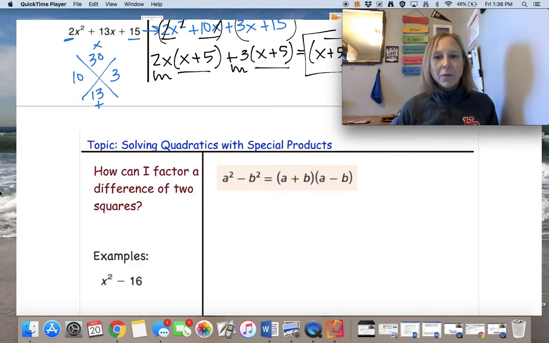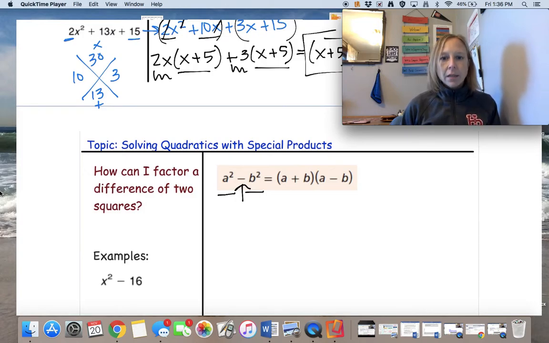The last thing we want to review when we're factoring quadratic expressions are two special cases. The first is a difference of two squares. It is called a difference of two squares because you have two perfect squares and a subtraction symbol, difference.